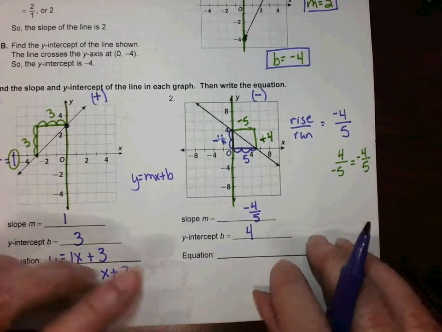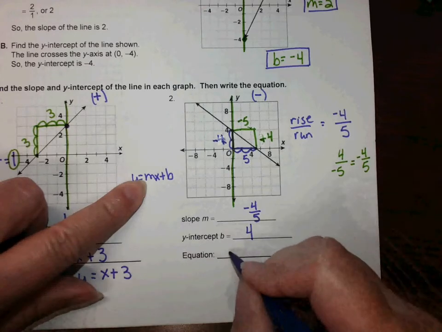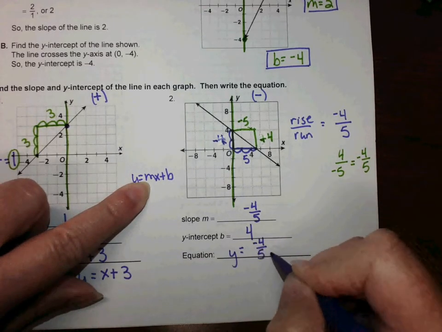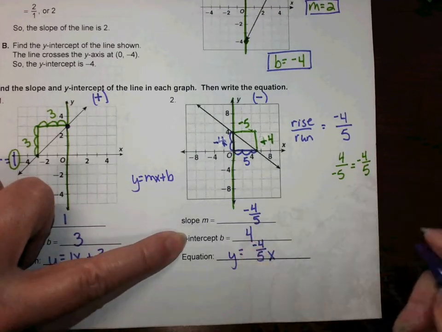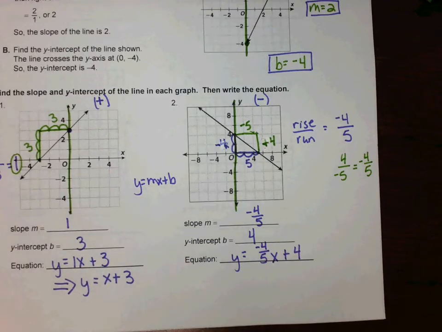Alright, so now I'm going to fill in. I've got my M, I've got my B, I just plug it in. Y equals, in place of the M, I'm going to put -4/5 X, and then in place of the B, I'm going to put +4.